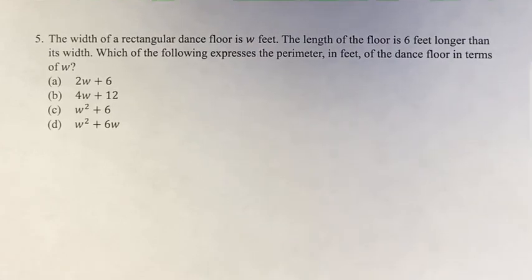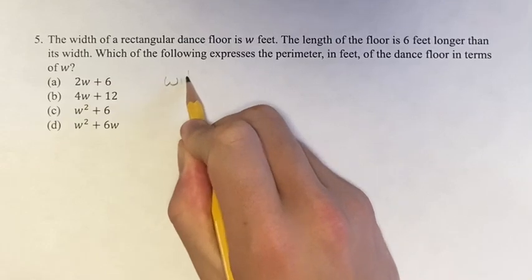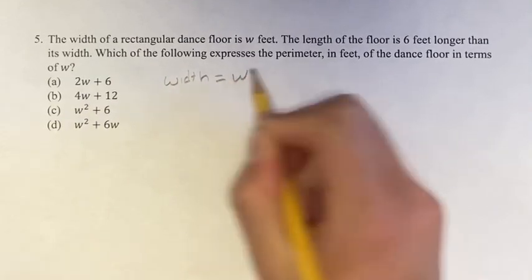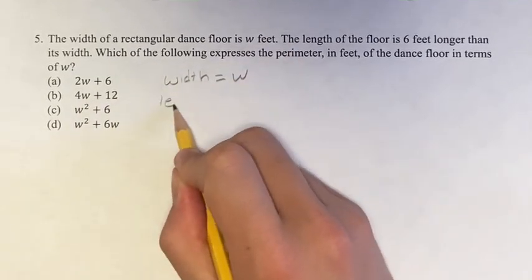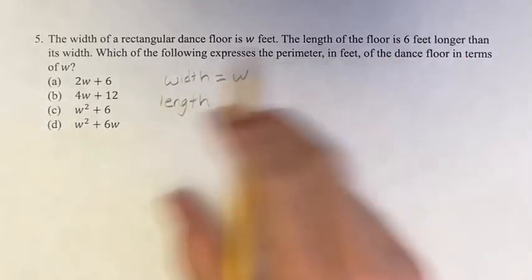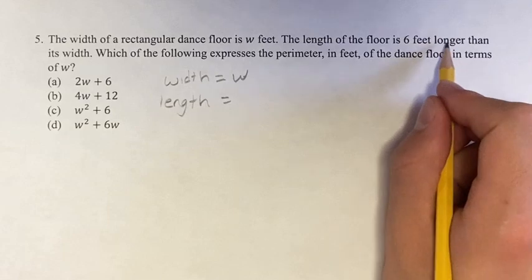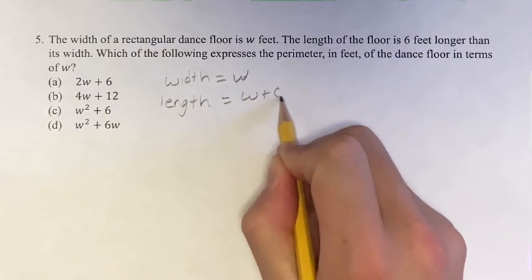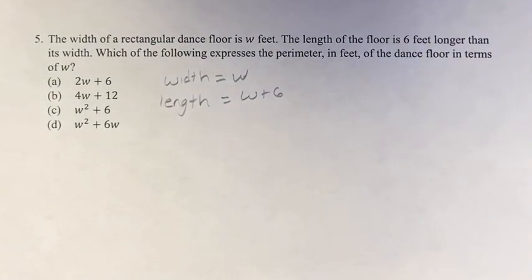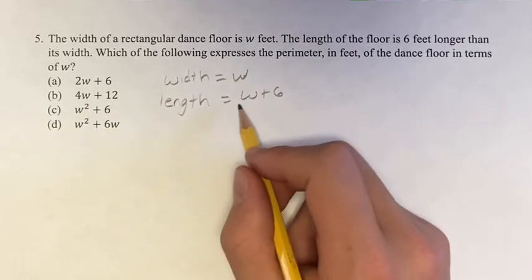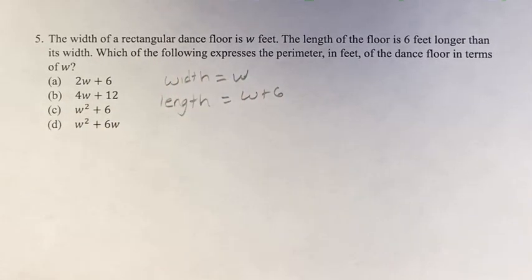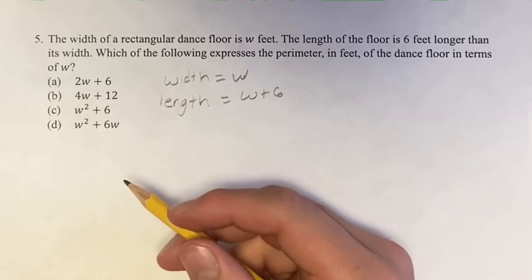In this problem, we're given the width of a rectangular dance floor is W feet. We're told the length is 6 feet longer than the width. So if the width is W, 6 feet longer than W is W plus 6. So we now have the width and the length of this rectangular dance floor, and we're asked, which of the following expresses the perimeter of the dance floor?